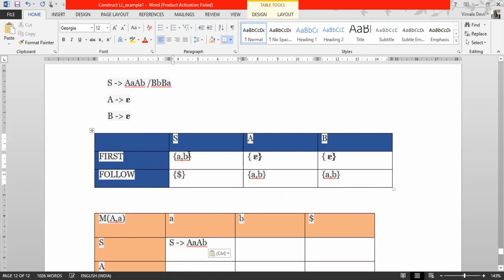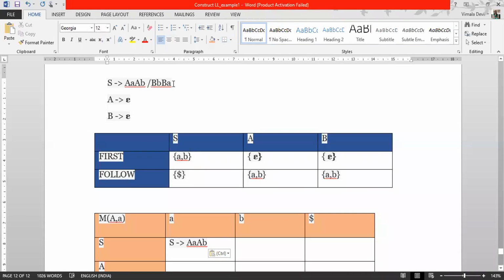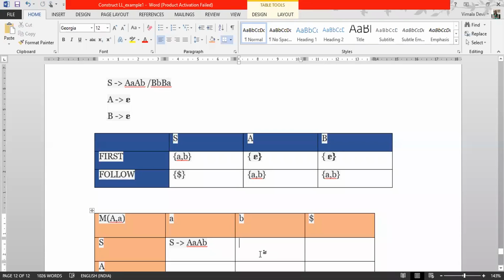Right? How do we derive first of S as b? This first of S as b, we got it from the other rule, S derives BA, right? So let me copy that rule here. Control C. I have to enter this rule in the cell S comma b. I think you have understood this, right? There is no confusion. From this rule, we obtained the first of S as a. From this rule, we obtained the first of S as b. Accordingly, we have segregated the rules and we have filled in the table.